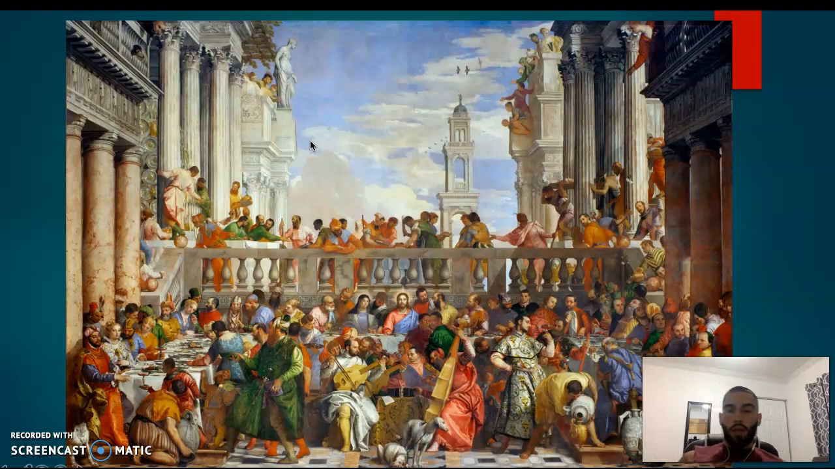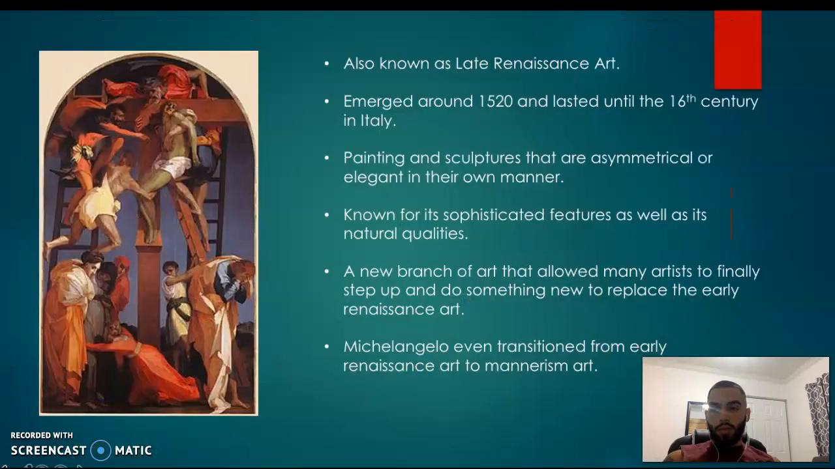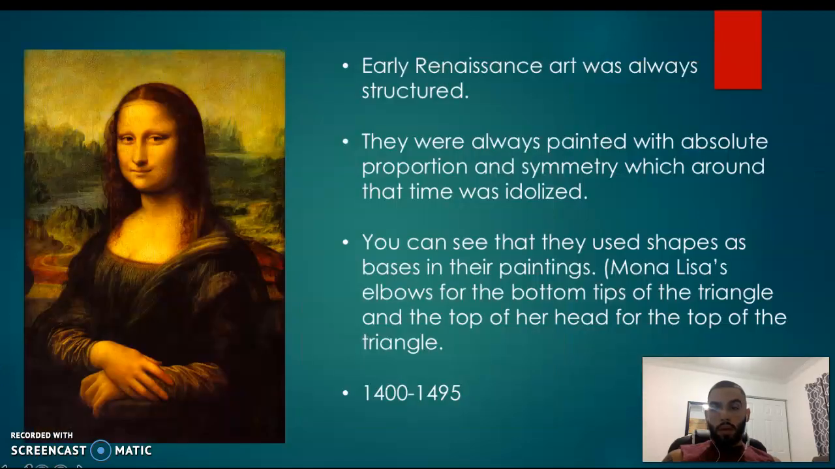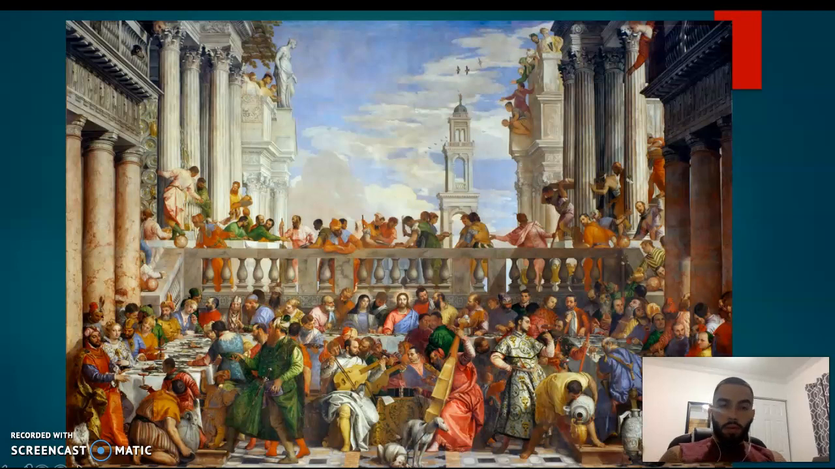So this is the Wedding at Cana painting, by Paolo Veronese. You see how many different human forms. If you start comparing this to something like the Mona Lisa, you see that there are many more art forms. Let's say right here, that's the main focus. That's the brightest head, the only one looking at us. Everybody else is fighting, eating, sitting, singing, dancing, whatever the case is.